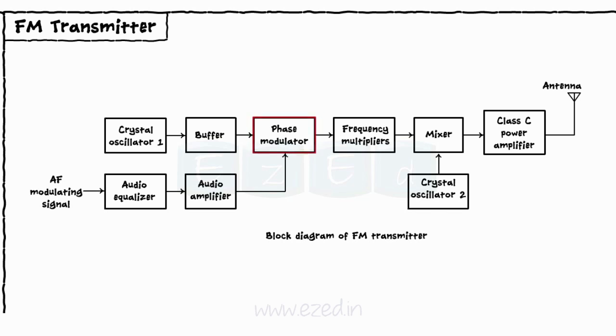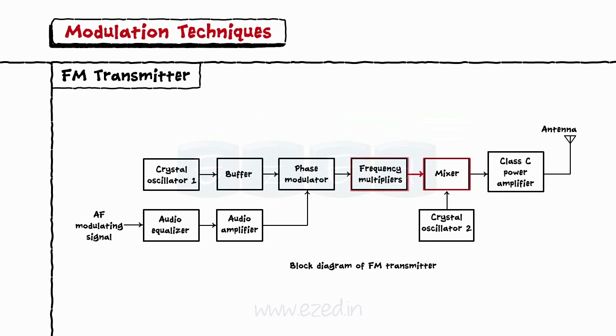The carrier frequency and modulation index are then raised by passing it through frequency multipliers. The carrier frequency is then raised by using a mixer, and then fc and modulation index are raised to a required high level. The FM signal is then passed through a Class C amplifier to raise its power.